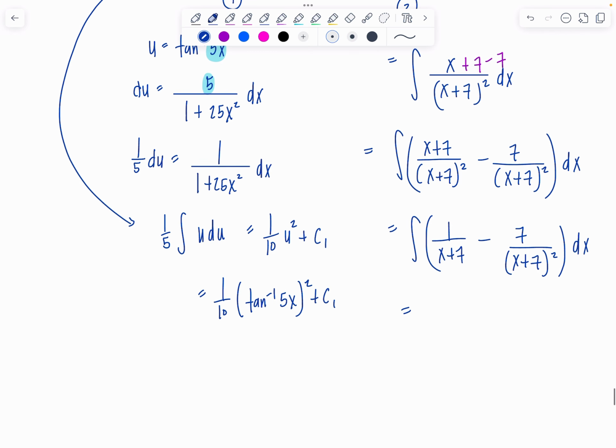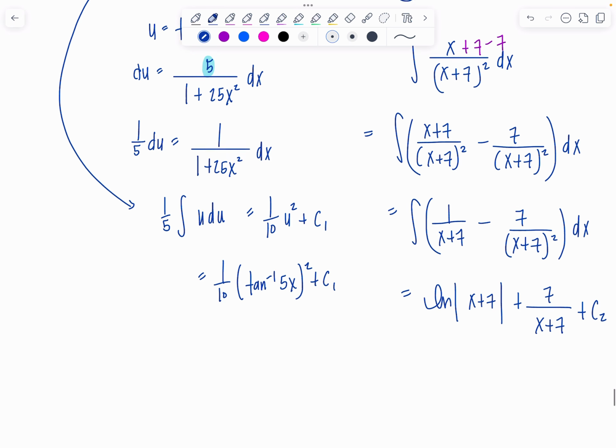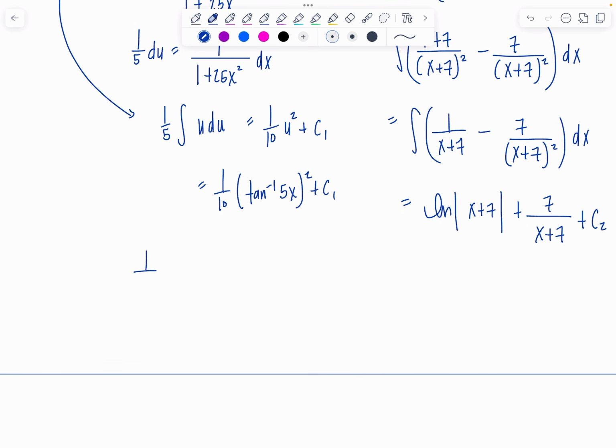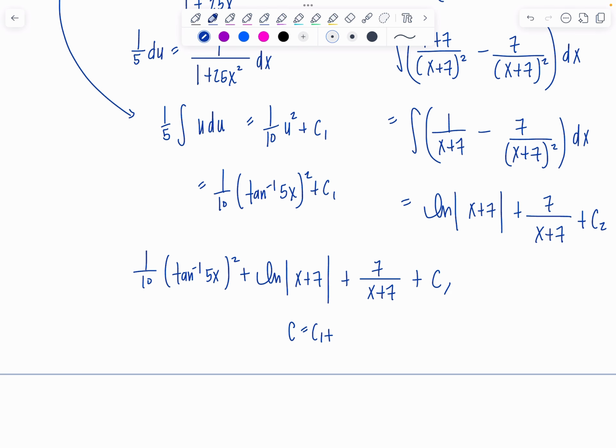Yes. So this is ln absolute value x plus 7. This is to the negative second. So add 1, divide by the new exponent. It'll be plus 7 over x plus 7. And I'll say plus c2. So altogether, you have 1/10 tan inverse 5x squared plus ln absolute value x plus 7 plus 7 over x plus 7 plus c, where c is c1 plus c2.